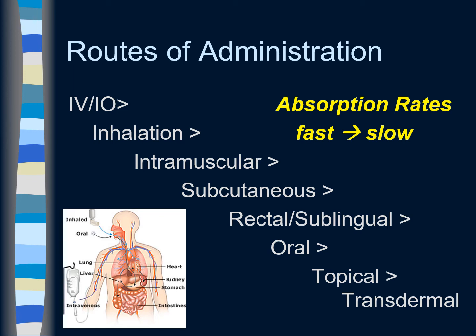The route of administration that you select will affect how quickly the drug is absorbed into the bloodstream and then transported to the target tissue. Obviously, if you're injecting a drug directly into the circulatory system via the intravenous or intraosseous route, that's going to be the fastest route of administration. You can see on this slide the more steps involved in between the route of administration and getting the drug into the circulatory system, the slower the absorption rate.